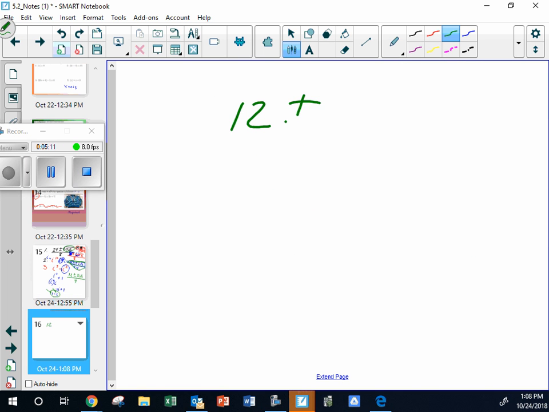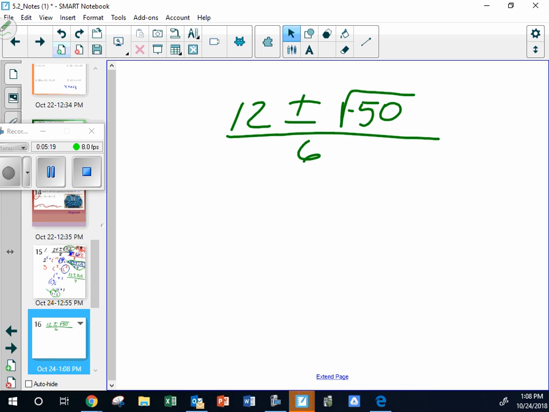All right, I'm going to give you one more like number 1 then. 12 plus and minus the square root of negative 50 all over 6. Wait, I'm wrong. Wait a minute. Nothing would factor out of that. Sorry, 15. We're going to start with 15, not 12. There we go, 15, and then all over 5.